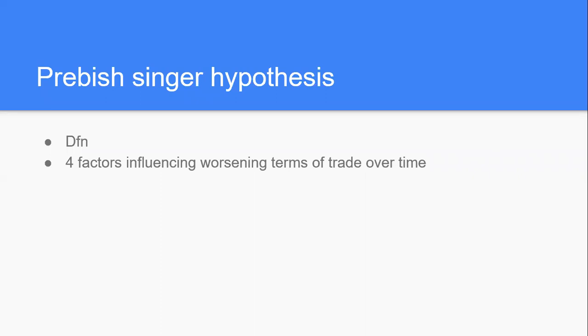The fourth one, and lastly, is limited technological progress in manufacturing, mostly in developing countries. The limited technical progress in most developing countries has also influenced the worsening in terms of trade over time between developed and developing countries. Okay, that's well understood, the Prebisch-Singer hypothesis.